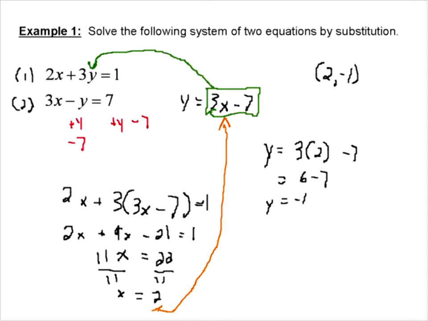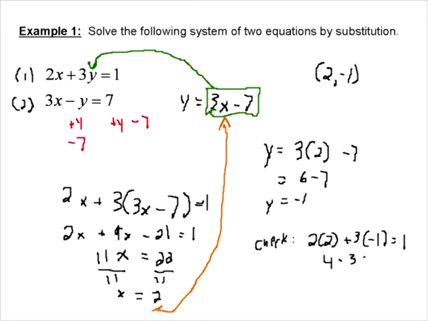So that's solving systems of equations by substitution. Now, let's keep in mind that we can always check this by just putting it back into the original equation. So 2 times 2 plus 3 times negative 1. If this is the correct solution, we should get 1.